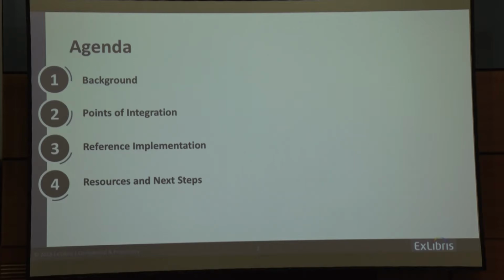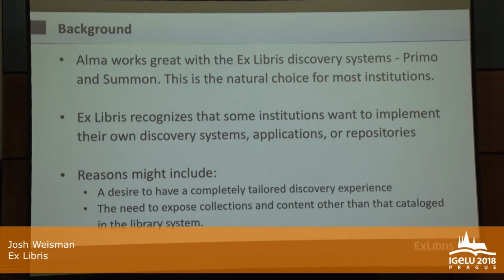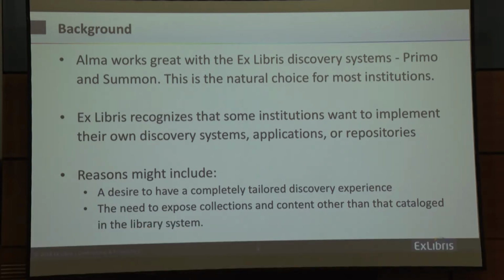So I'll talk a little bit about the background, a little bit about what the points of integration are, and then I'll show you a few reference implementations of what we've done, and then we can talk about next steps. So okay, first of all, why am I here talking about choice and discovery? Ex Libris is a vendor. We sell two great discovery products. We sell Primo and Summon, Guy's two children, as he mentioned. So why are we talking about choice in discovery?